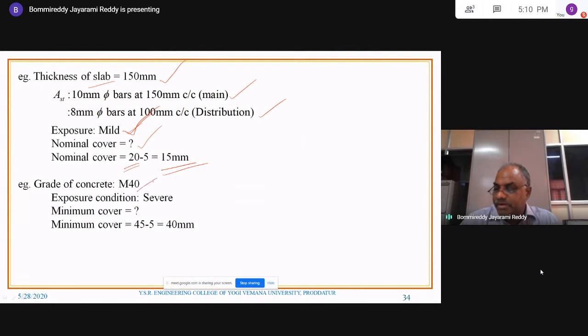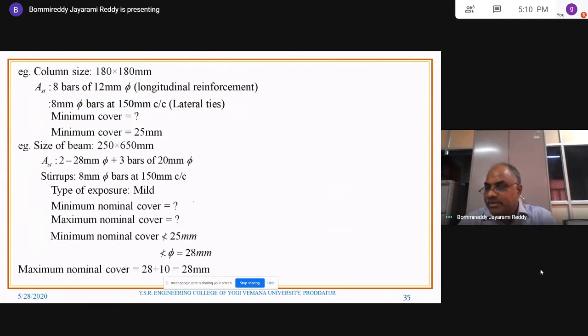Similarly, for M40 grade of concrete in a severe environment, what is the minimum cover? You know, in a severe environment, 45 mm is the cover. But when you use M30 and above grade, 5 mm can be reduced, so the minimum cover will become 40 mm. Like that, you can compute the various values of the cover.